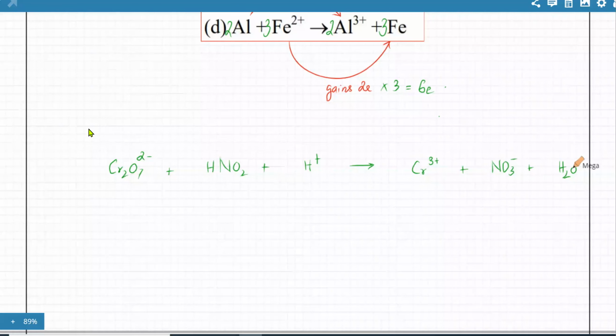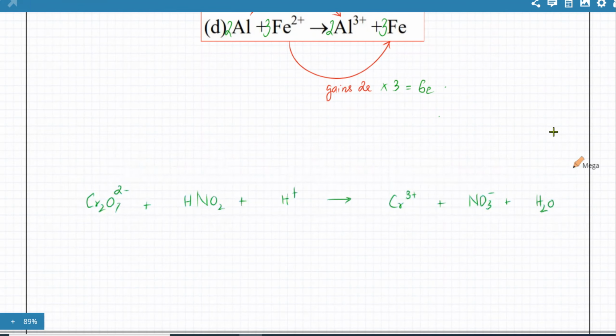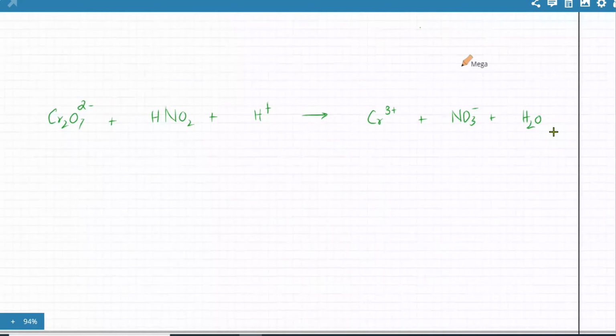So here's the equation. So now we're going to try and do the same thing, except that the individual charges are not provided. So that's your equation now in front of you. The first thing is you would have to find all the oxidation states. So can anyone tell me what the oxidation state of Cr is over here? Can you try and calculate this and tell me what Cr is?